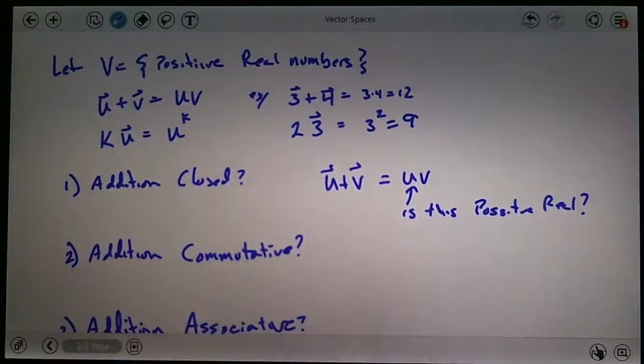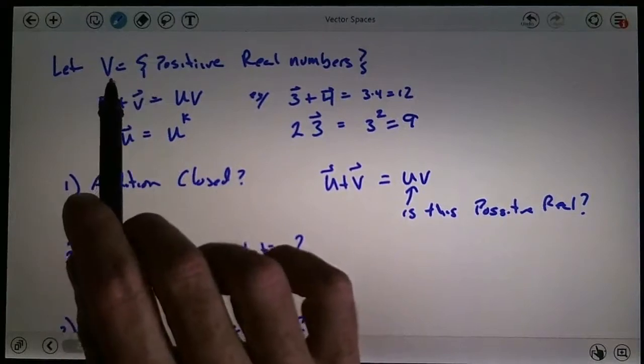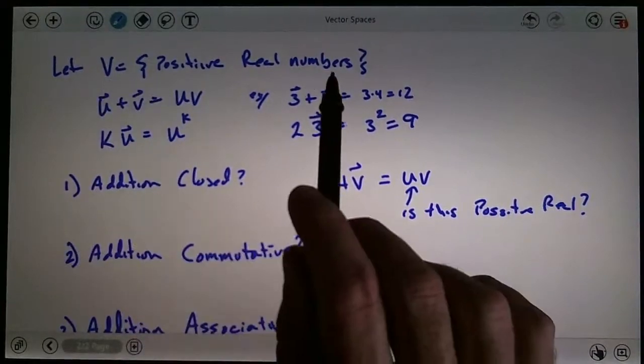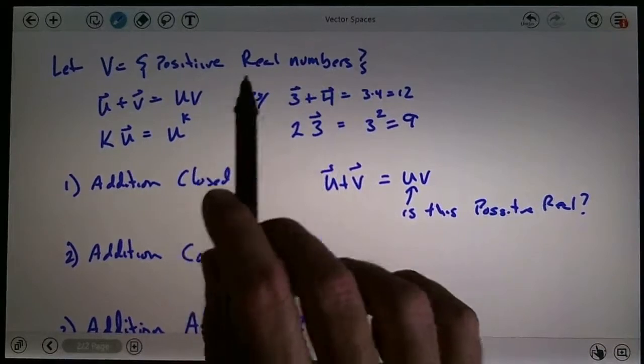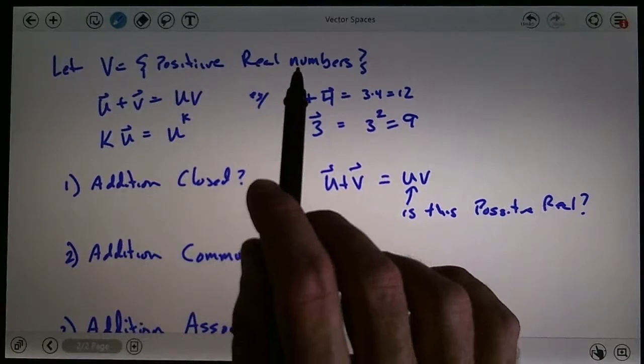In this video, I want to take a look at an example of a vector space that uses objects that we're very used to, but thinking of them in a different way as to how we combine them together. So here's what I want to do. I want to look at the set V, which is all positive real numbers. So not negatives, not zero, just positive real numbers. These are going to be my vectors, right?